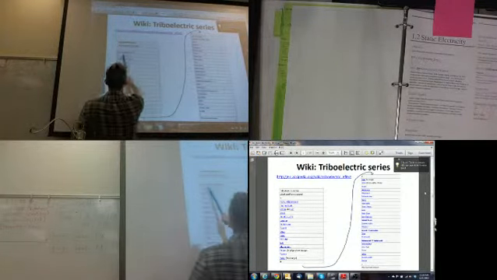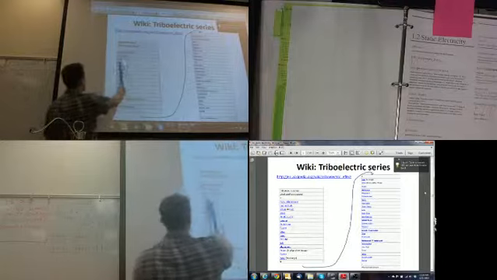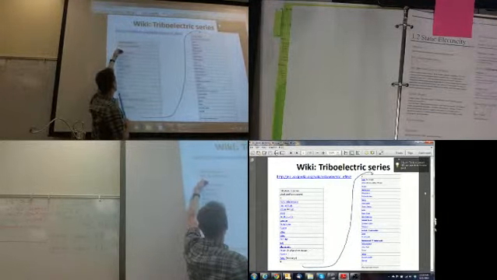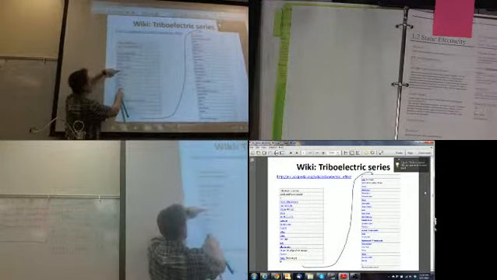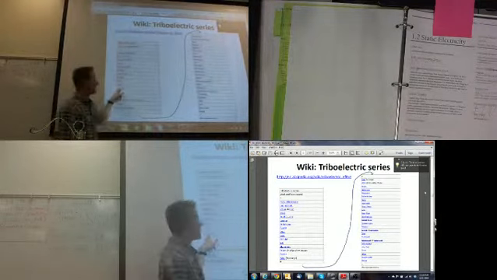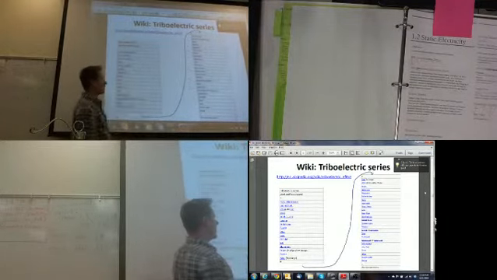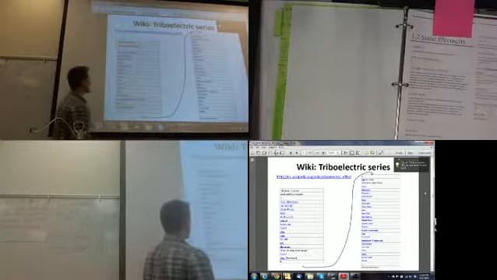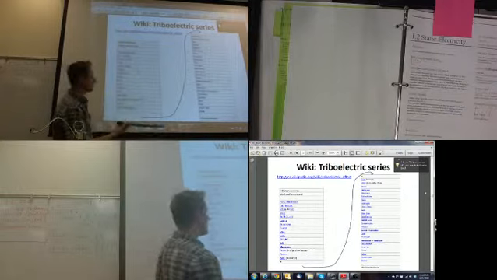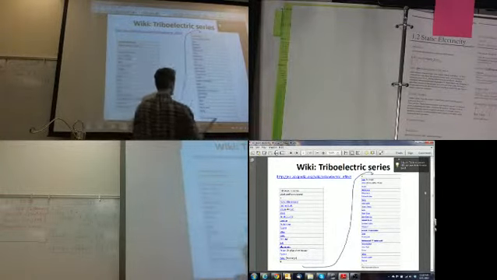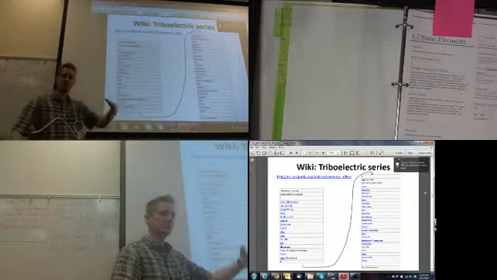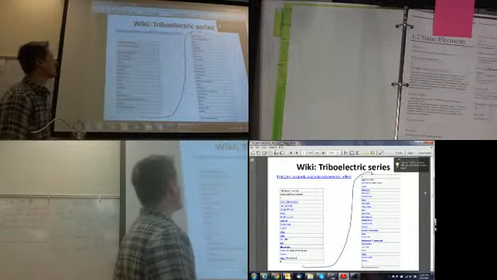Polyurethane foam, hair, nylon, glass. Let's say you rub these two things here. Whichever one is above is going to acquire the positive charge. Whichever one's on the bottom is going to get the negative charge. So they put these in order by just doing all these experiments. So you can see rabbit's fur. The best thing probably would be if you rub polyurethane foam with ebonite, it would produce the most charge, probably.